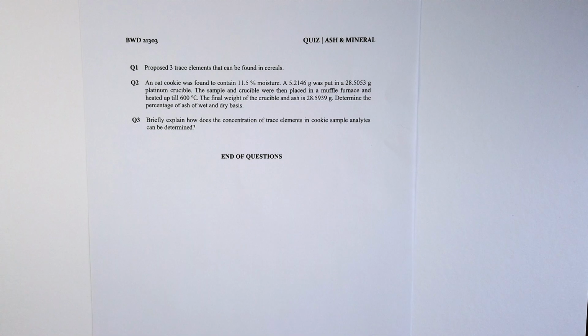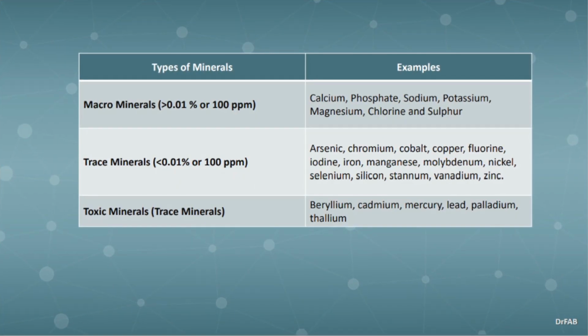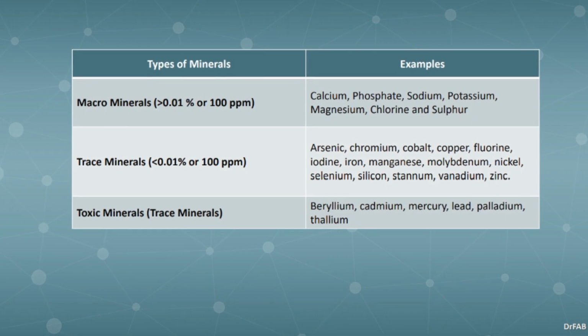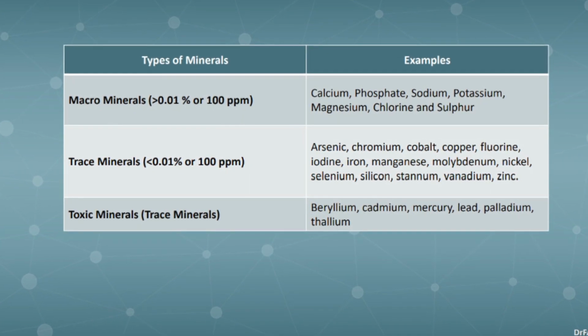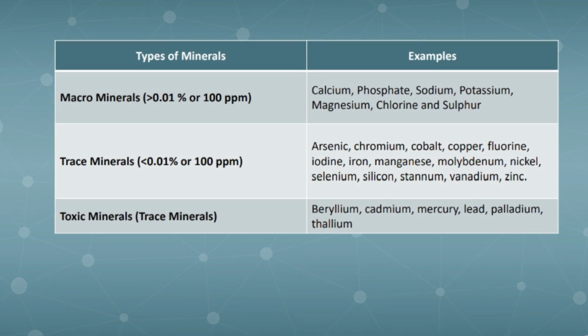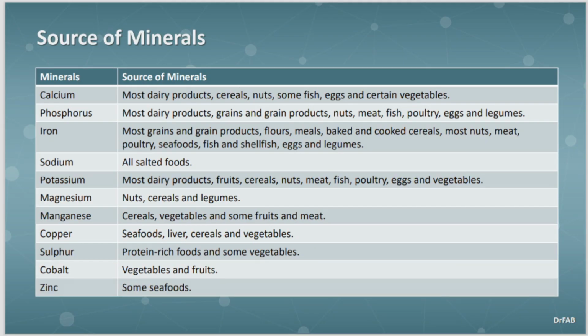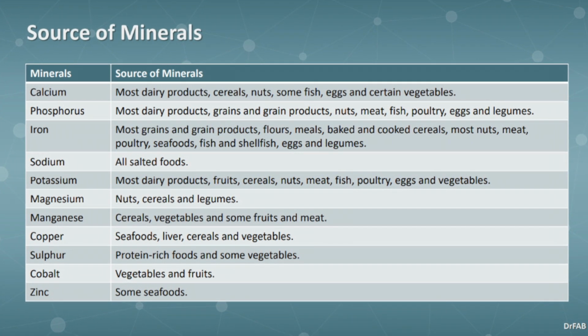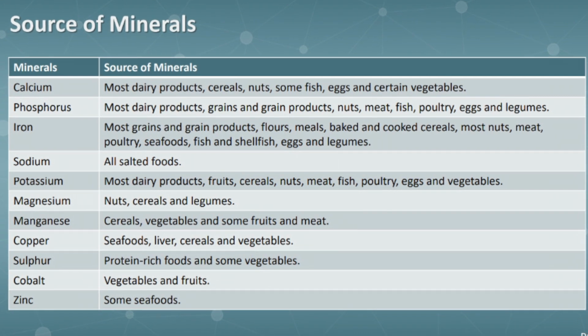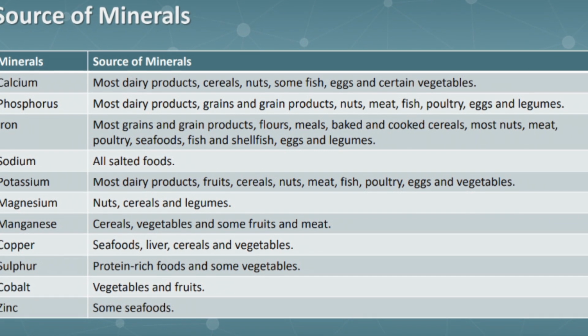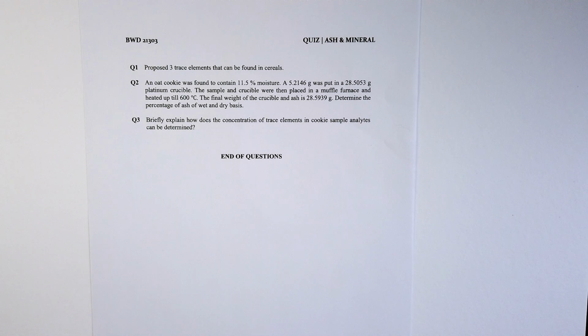Question number 1: propose 3 trace elements that can be found in cereal. For this question, you should go through my lecture notes. In there, there's a slide listing all the trace elements that can be found in different food products. For cereal, we have 3 different trace elements, which include copper, iron, and also manganese. Right, so moving on to question number 2.